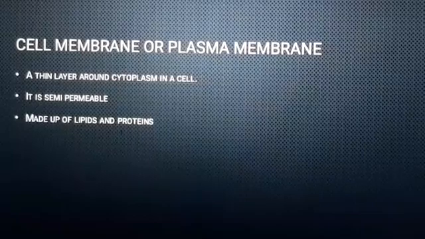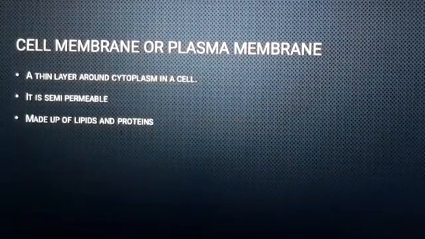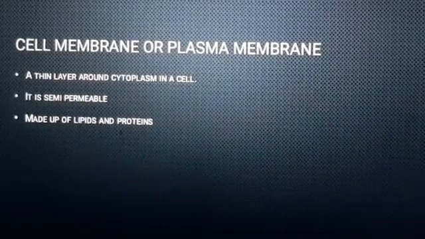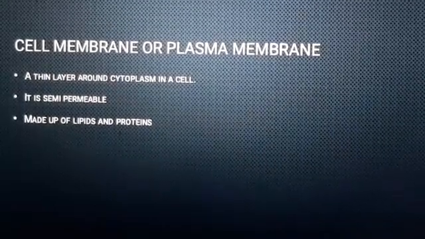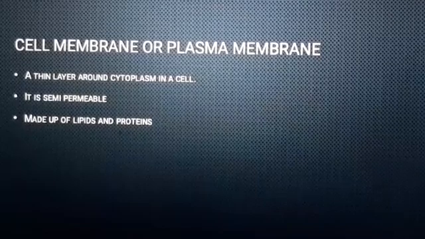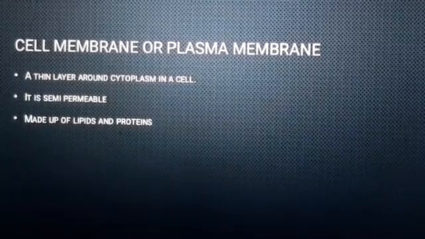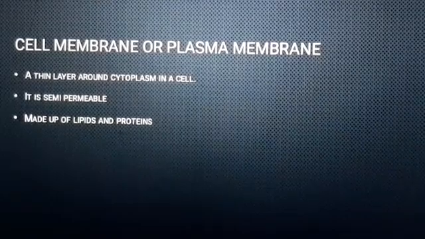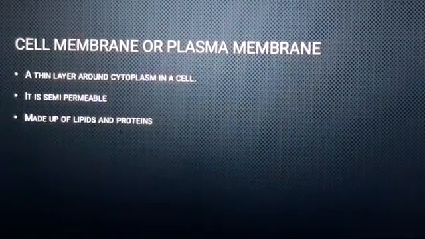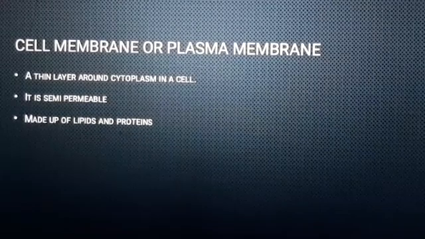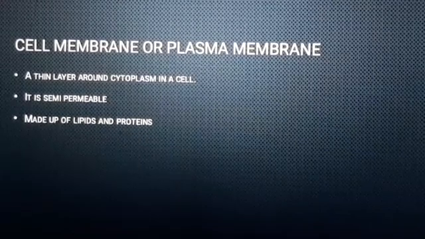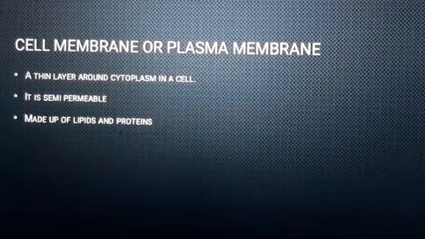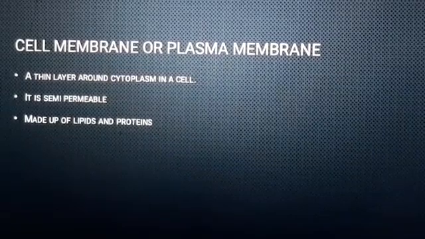So let us start with the first part of the cell, whether it is plant cell or animal cell, and it is cell membrane. Cell membrane is also known as plasma membrane. This cell membrane is a thin layer which surrounds the cytoplasm or the jelly-like substance of the cell. Cell membrane is present in both plant cells as well as in animal cells.